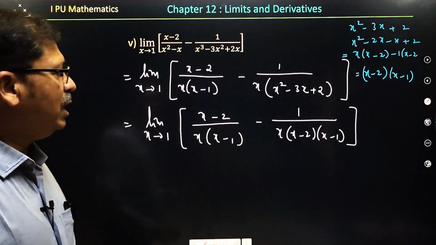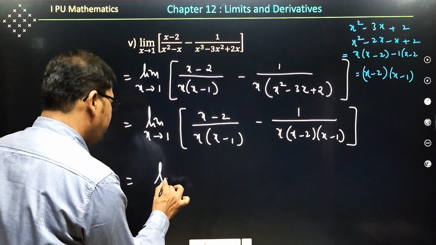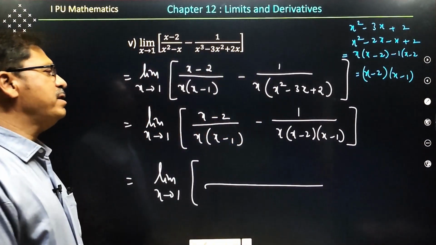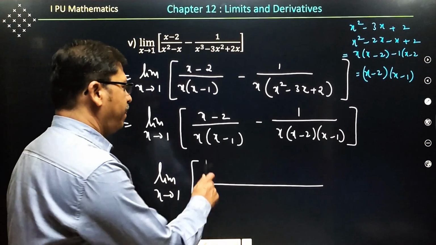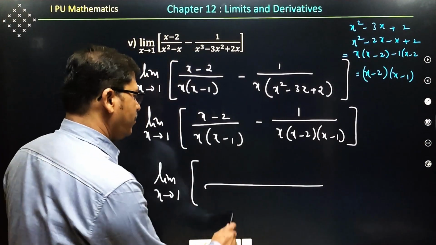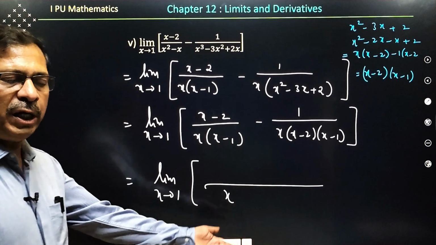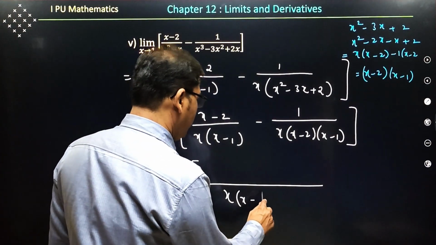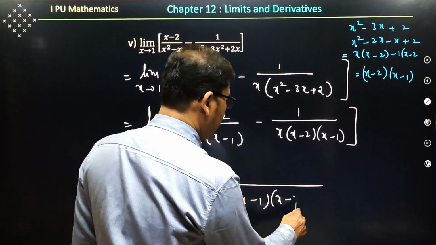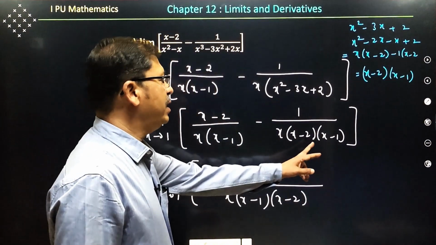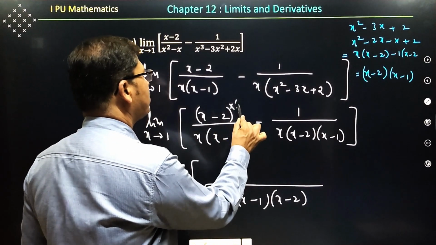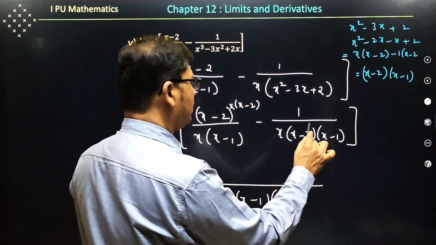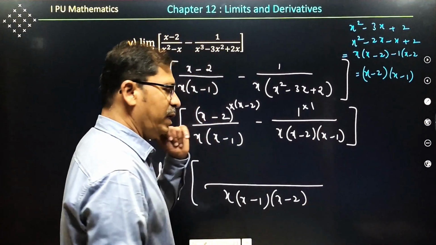Okay, now you take the LCM. This is equal to limit x tends to 1 as it is. See the LCM. What is the LCM? Can you tell me, anybody? x is common. Next, what to write? Come on. x minus 1. Then x minus 2 also. Okay. x minus 1 is there. x minus 2 is not there. So this is multiplied with x minus 2. And then x into bracket x minus 2, x minus 1 all are there. Nothing to multiply here. 1 is to be multiplied.